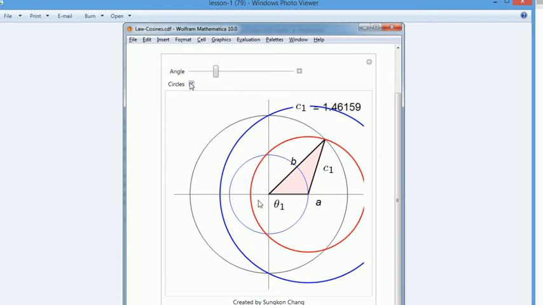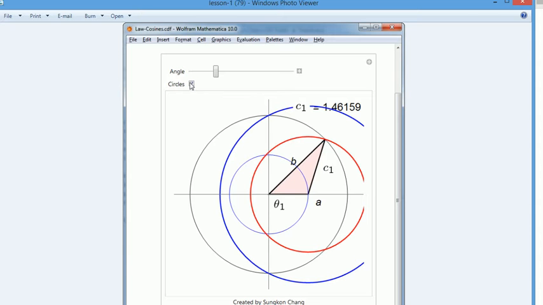So if you squeeze the angle even further down, you can see the red one is still centered at this origin with this radius, far smaller than the hypotenuse one, right? It's getting smaller and smaller. So what is the relationship between A and B and C1? Is there something like A squared plus B squared equals C squared and so on? Is there something like that? And that's the law of cosine.